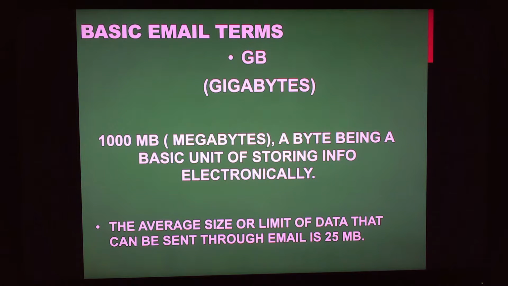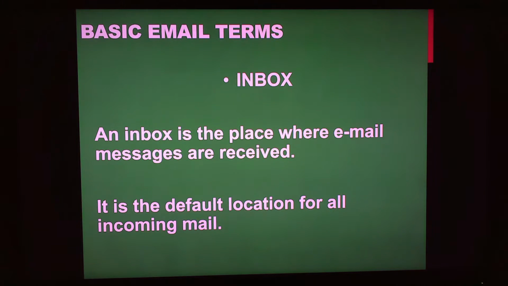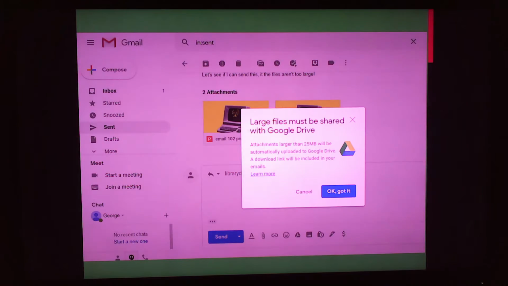Gigabytes, which is the memory. 1,000 megabytes is a byte, being the size of a basic unit to store info electronically. The average size or limit of data that can be sent through email is 25 megabytes. So if you try to send something through, say, Google, and you get a message that looks like this, oops, too fast.